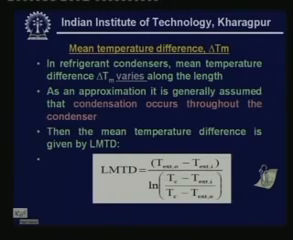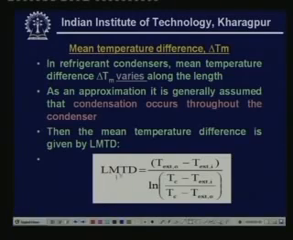Of course, here there is a slight difference. Here it is defined in terms of delta T at terminal 1 minus delta T at terminal 2 divided by ln of delta T1 divided by delta T2. It does not make any difference whether you show it as terminal 1 minus terminal 2 divided by natural log of terminal 1 by terminal 2, or terminal 2 minus terminal 1 divided by natural log of terminal 2 by terminal 1. Okay, the final value will be the same, right.